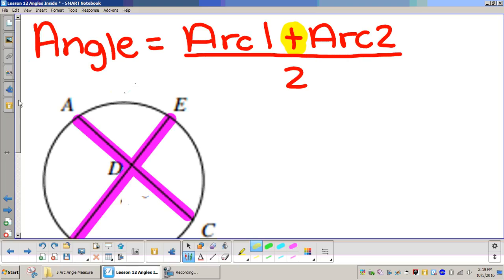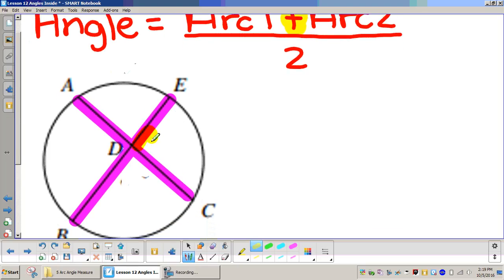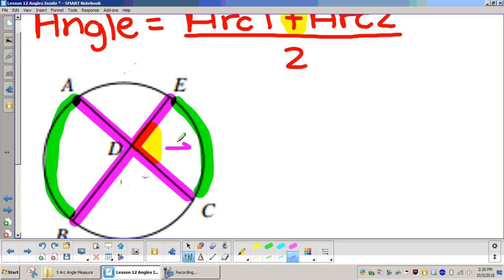So I'm going to talk about this angle right here. If I'm using this angle as part of the formula, the arcs it's related to are this one and this one. So the arcs that are kind of directly across from the angle. Both of these arcs are directly across from the angle. The same is true if I look at this angle, then I'm talking about the arcs that are across from it, this one and this one.